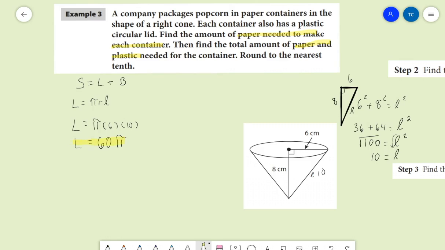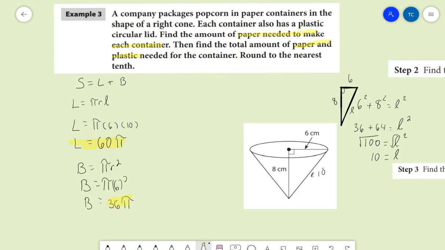That's how much paper we're going to need here for each container, but now we've got to get the base area and then add it to that so we can get the paper and the plastic. So the base area, that is as easy as finding the area of a circle. That's pi times r squared. We know what the radius is. It's 6, so it's pi times 6 squared, which is going to be 36 times pi.